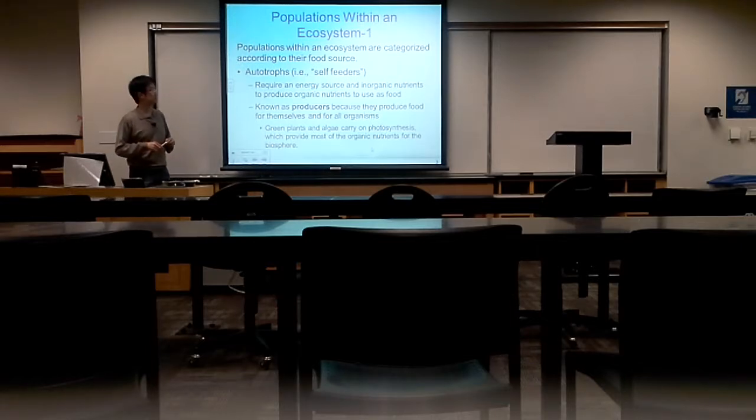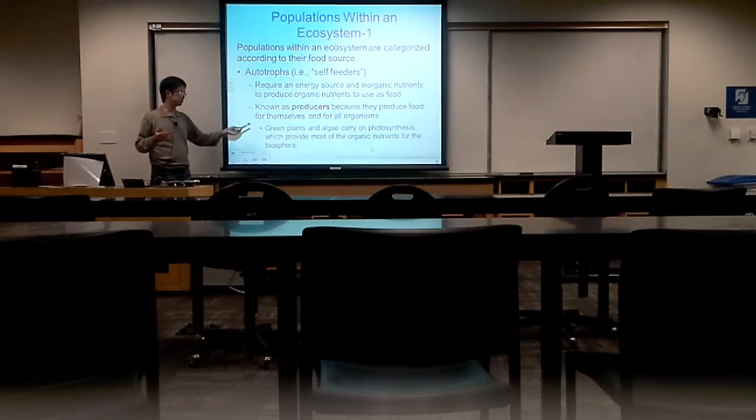We categorize the biotic components according to their food source. First one is the autotroph. Autotroph means a self-feeder. Why is that? Because they can produce their own food. Most autotrophs are called producers because they can produce their own food. And of course, we know that green plants can do photosynthesis to make glucose. And algae are also the same, they can carry out photosynthesis.